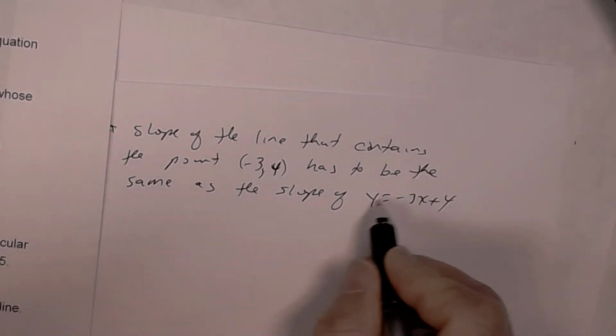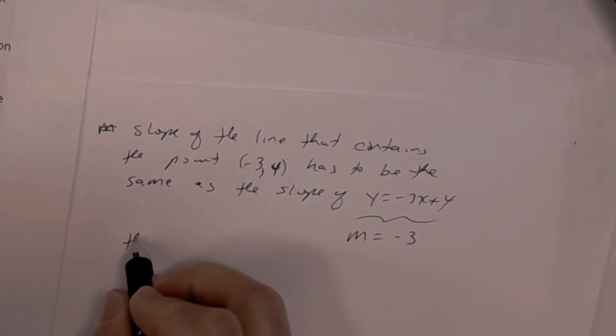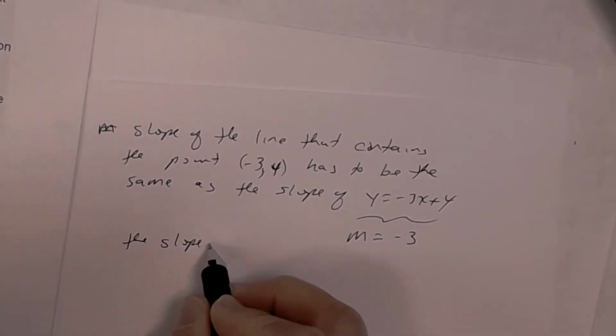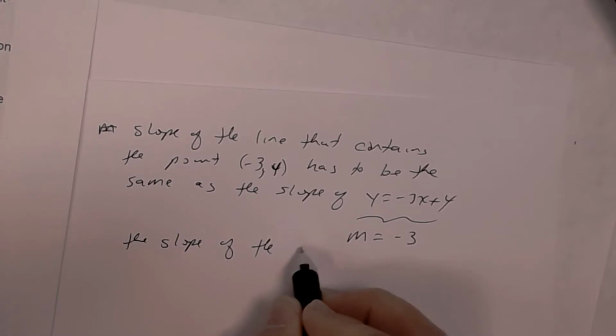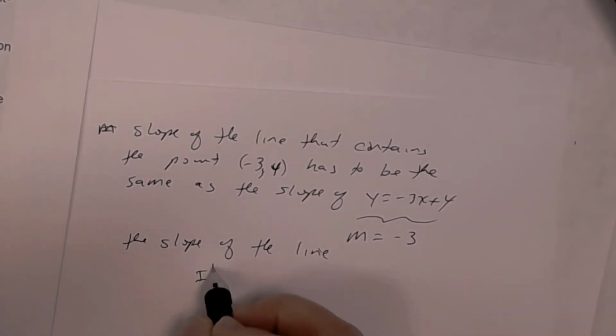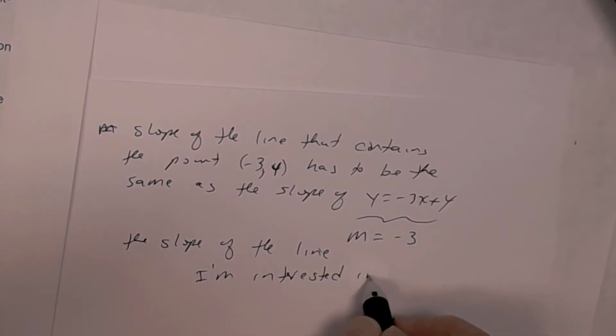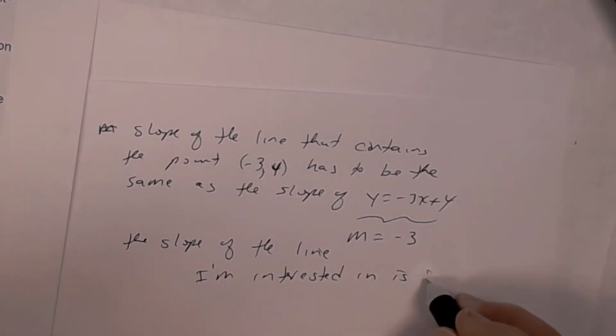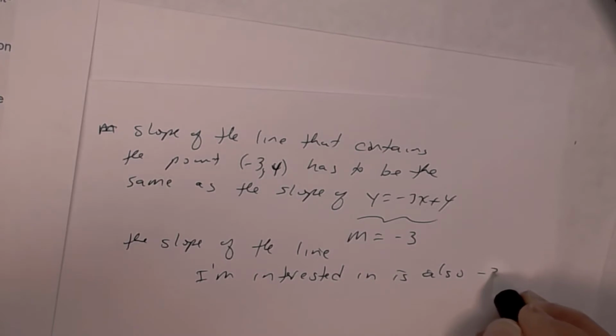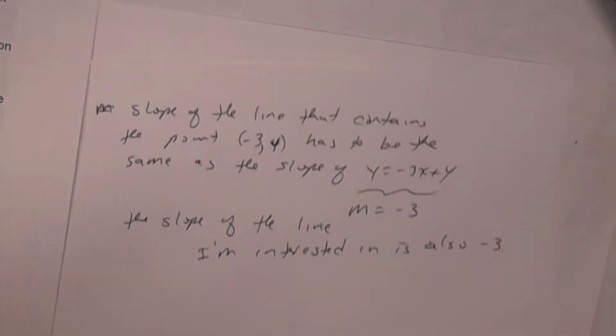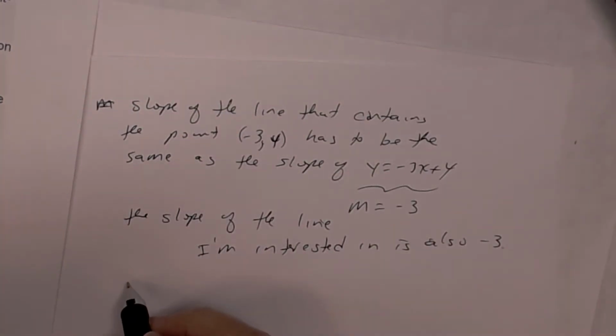So this is already in slope-intercept form. So what's the slope of that line? Well, the slope of that line is negative 3. So then that means that the slope of the line I'm interested in is also negative 3. Okay? And so now we can go directly to point slope form.